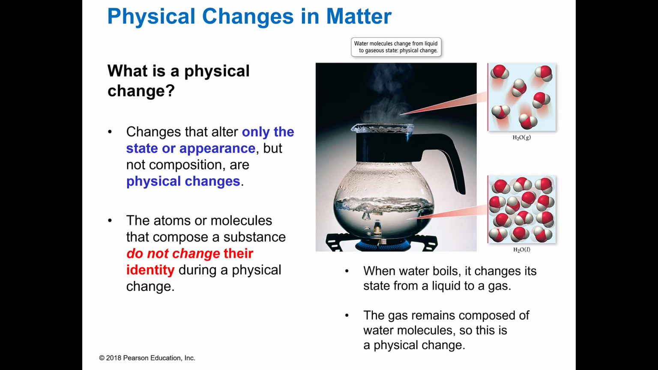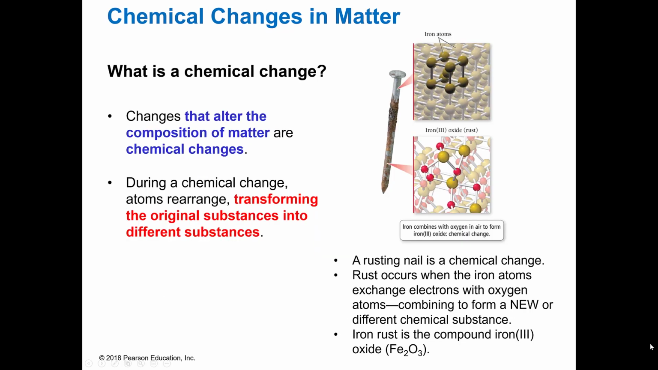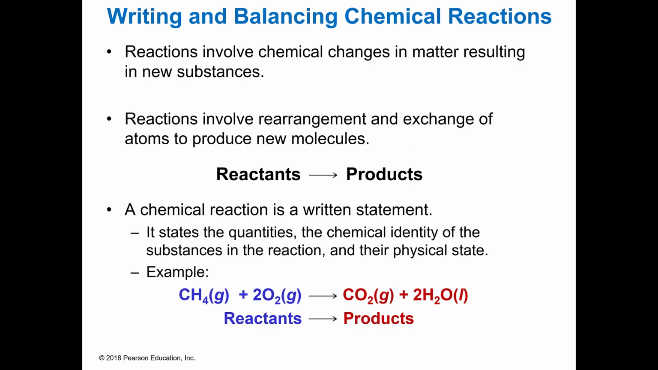A physical change alters the state, like going from liquid water, boiling it into vapor, or freezing it and taking it to ice. A chemical change, though, alters the actual composition of whatever the material is. And so whatever it was, it is now something different. The example here is iron atoms going to iron oxide when a nail rusts.